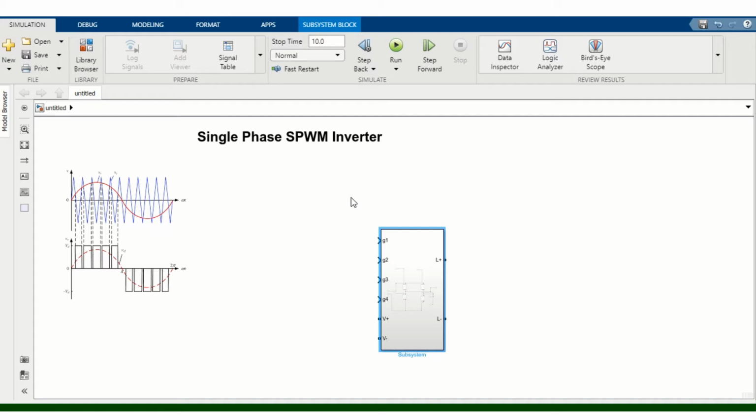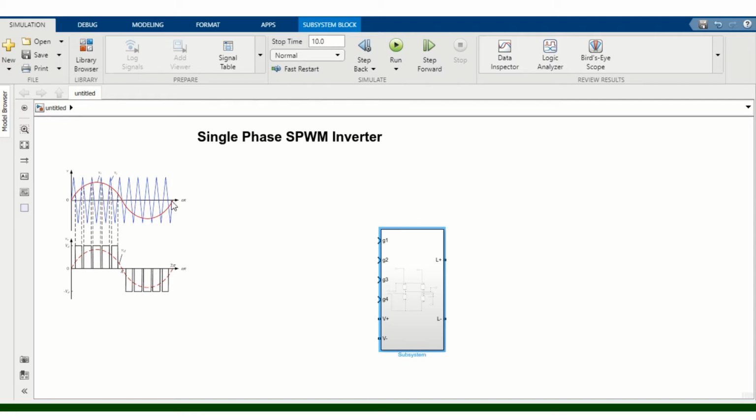Hello viewers, today we will see the single phase inverter, but the gate pulses are applied as sinusoidal PWM. In the previous video we have seen using a pulse generator, but there was a single pulse generated in the inverter output. Here, to reduce the harmonics, PWM or this sinusoidal PWM technique is used.